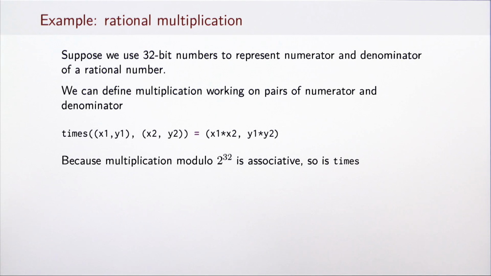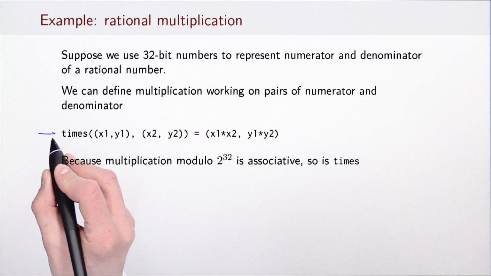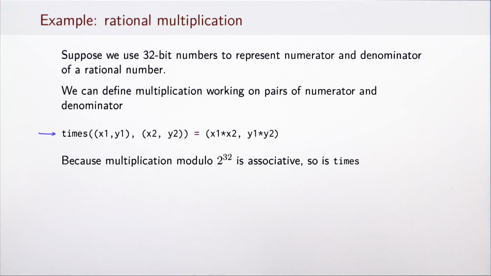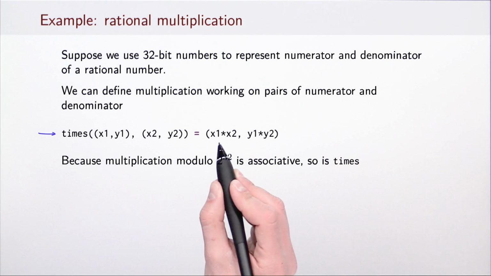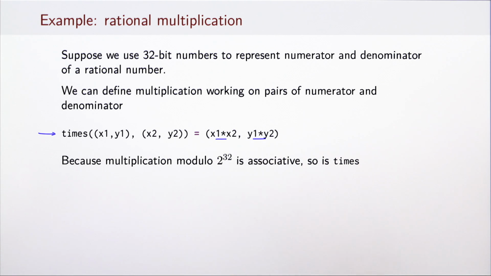Here's a simple application of the previous observation. Suppose we use 32-bit numbers to represent numerator and denominator of a rational number. We can then define multiplication that works on such pairs by simply multiplying the numerators and multiplying the denominators according to this function definition here. Now, because what we have done is applied multiplication to both components of the pair, and multiplication is associative even modulo 2 to the 32, the resulting function times is also associative.